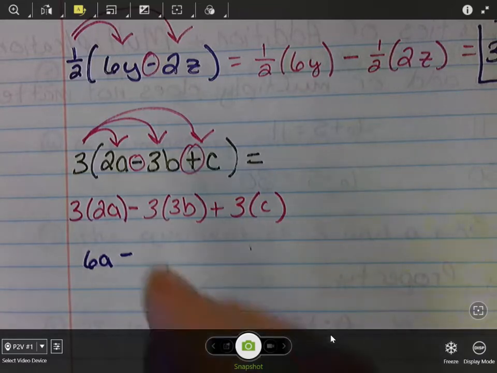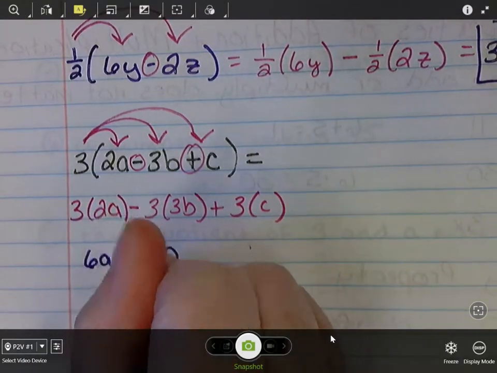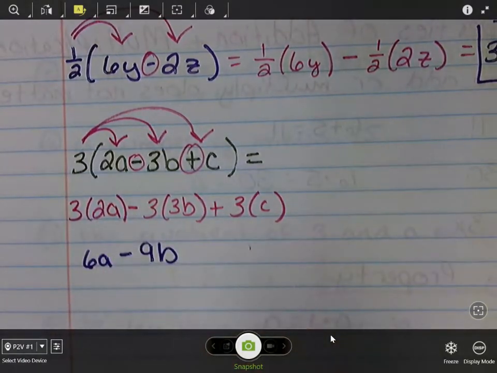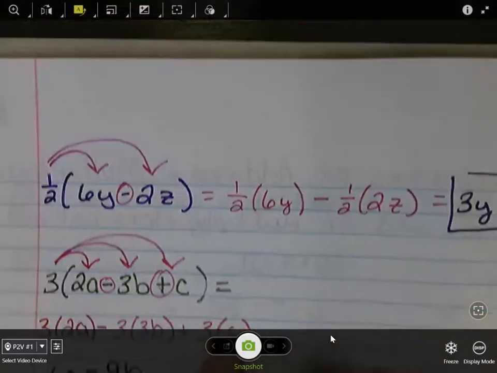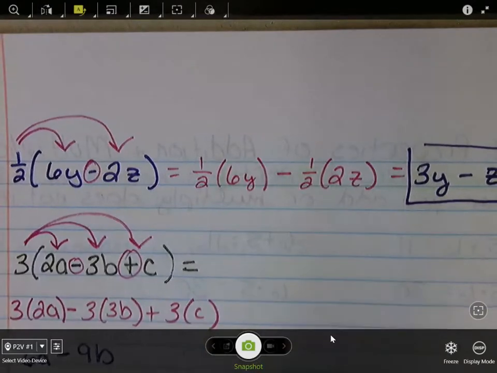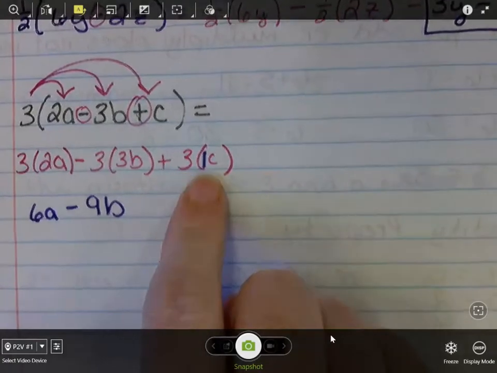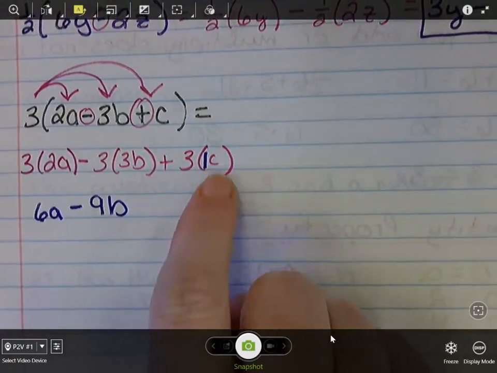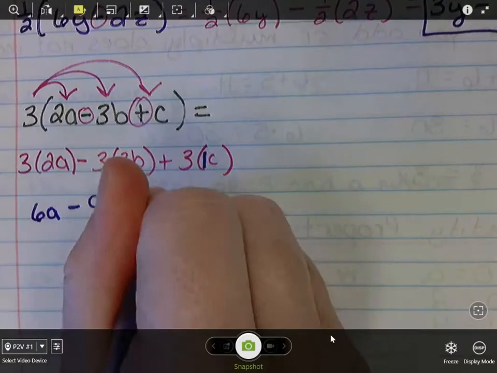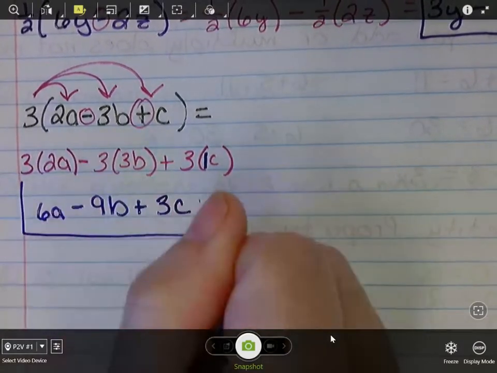9. 9b, don't forget the b. And then we got to do 3 times c. All right, Michelle, what's 3 times c? Yeah, because you're multiplying this. Remember, there's a 1 there, so you're really doing 3 times 1. What's 3 times 1? 3. And then you have the c, so that would be plus 3c. And then this would be your final answer.